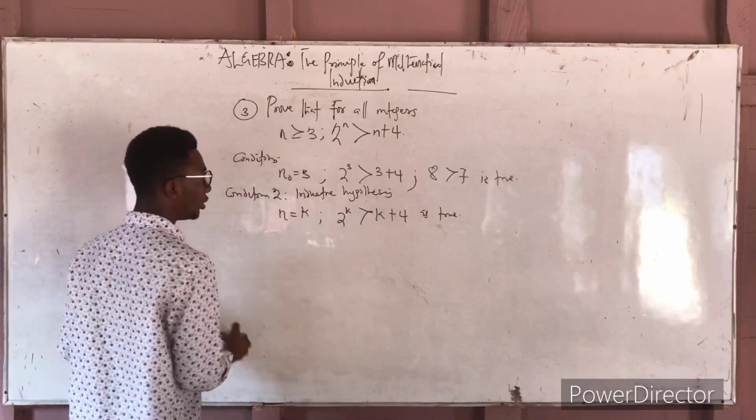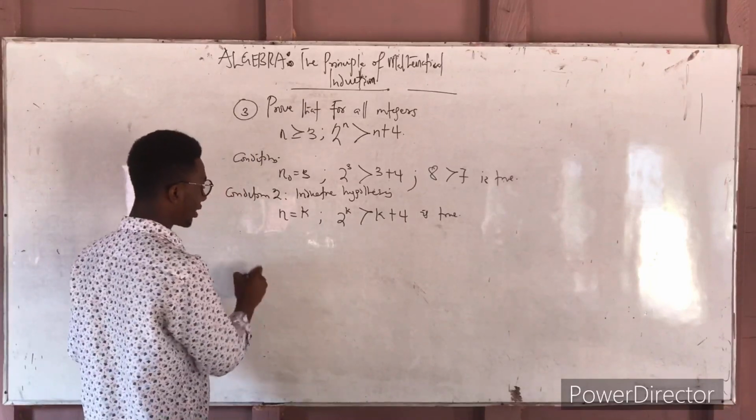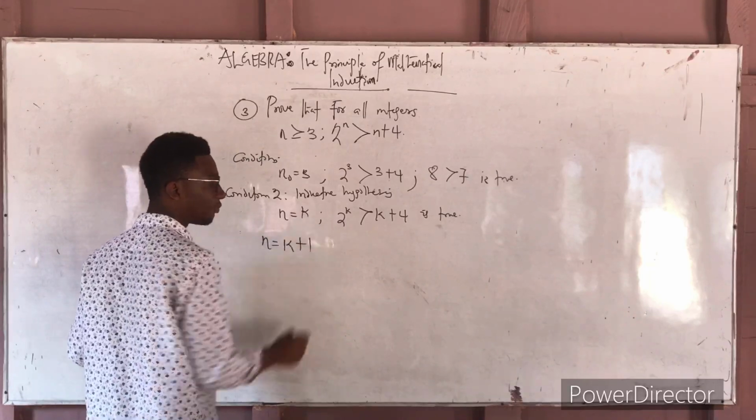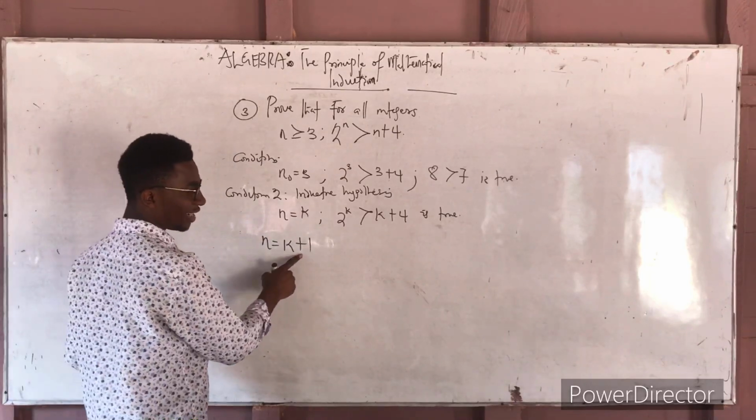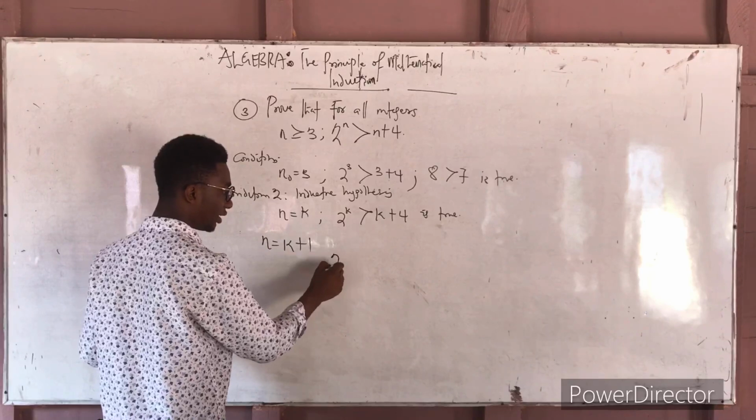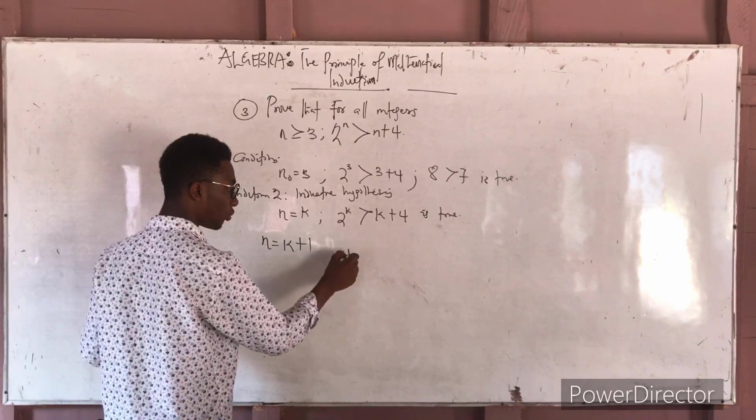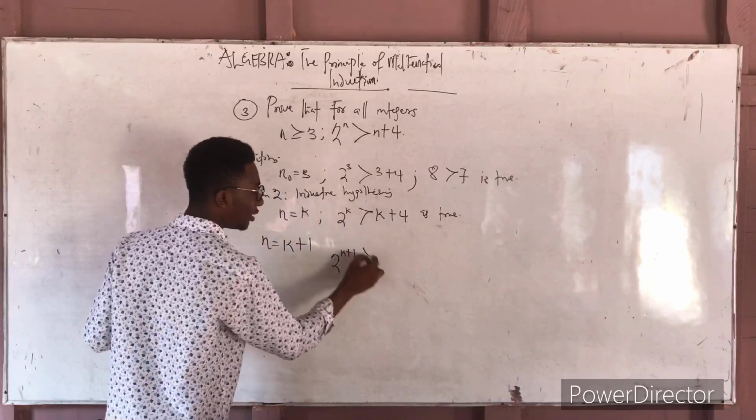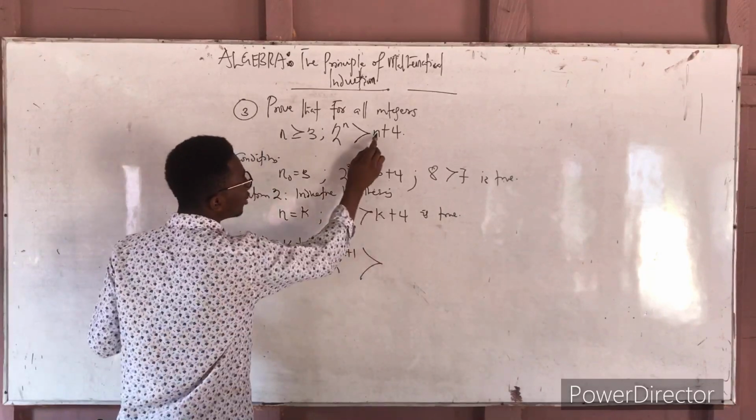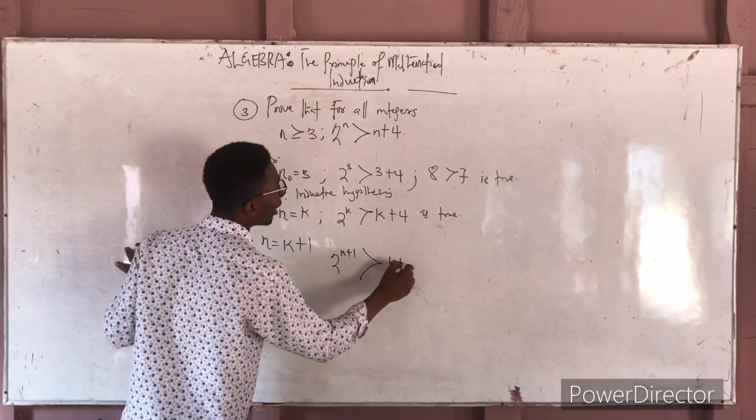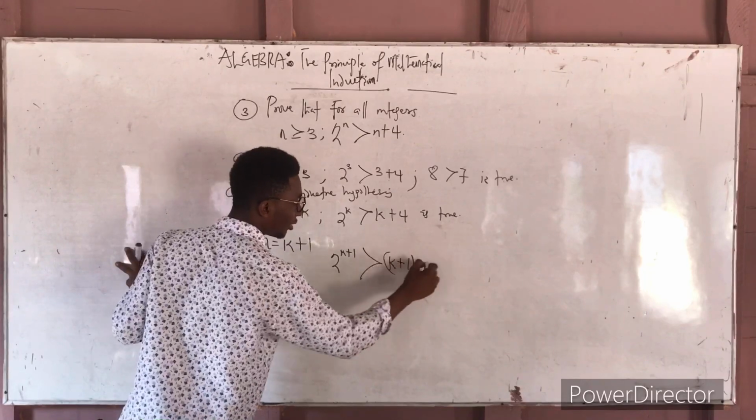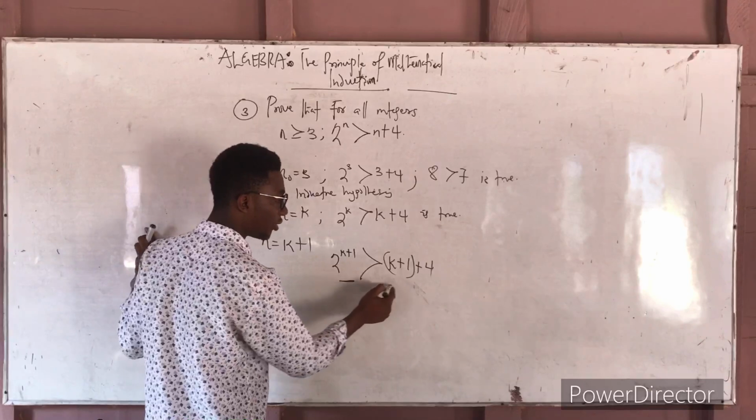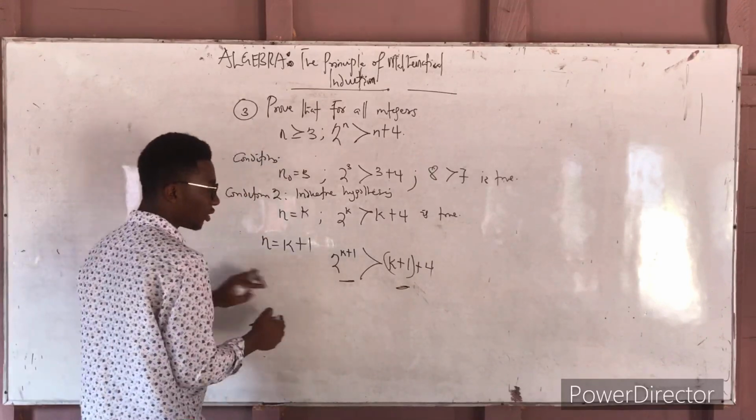If this is true, then the actual inductive condition says that we should put n equal to k plus 1. So if n is equal to k plus 1, then we have here 2 to the power k plus 1 should be greater than k plus 1 plus 4. So now we have to make sure that the left-hand side will actually be greater than the right-hand side. So how do you go about it?